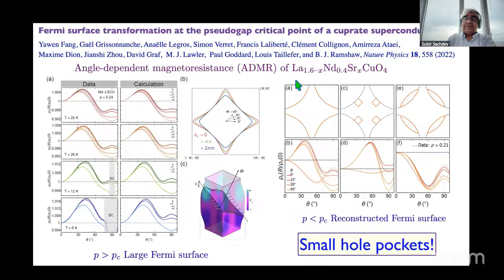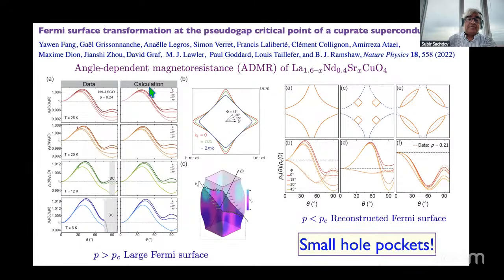So this is this experiment by Brad Ramshaw, of angle-dependent magnetoresistance. In this case, you apply a magnetic field at some angle. So this is the Fermi surface of one layer. And because of some C-axis dispersion, you get a warped cylinder. And this is the shape of the orbit of the electrons. And then you vary the angle of B. So this is the angle theta of B. And so the resistance in this direction then varies with the angle. And this is the shape you get.